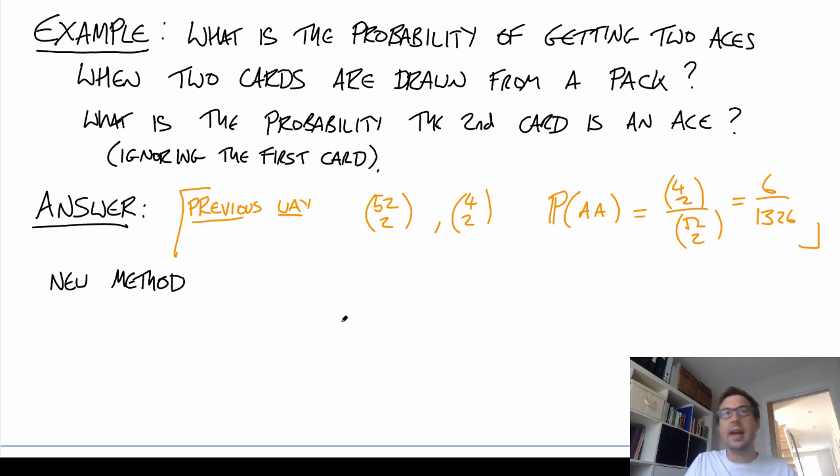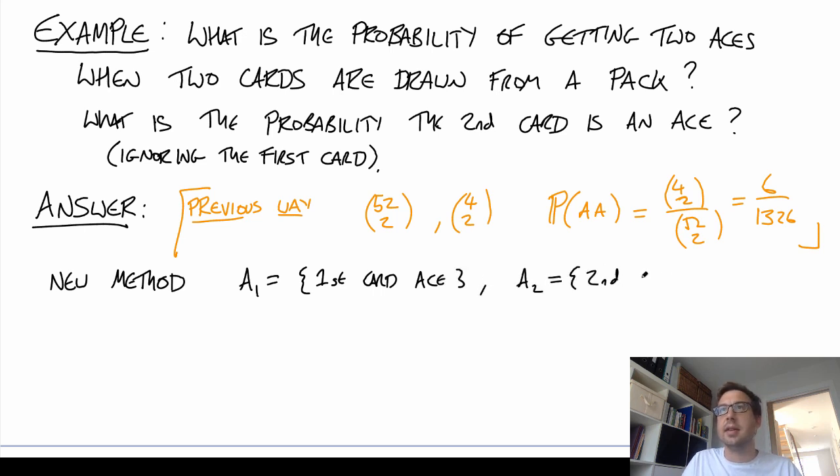So let's let A1 be the event that the first card is an ace. We'll let A2 be the event that the second card is an ace. What we're asking for is the probability of the event A1 and A2, the probability that the first card is an ace and the second card is an ace.